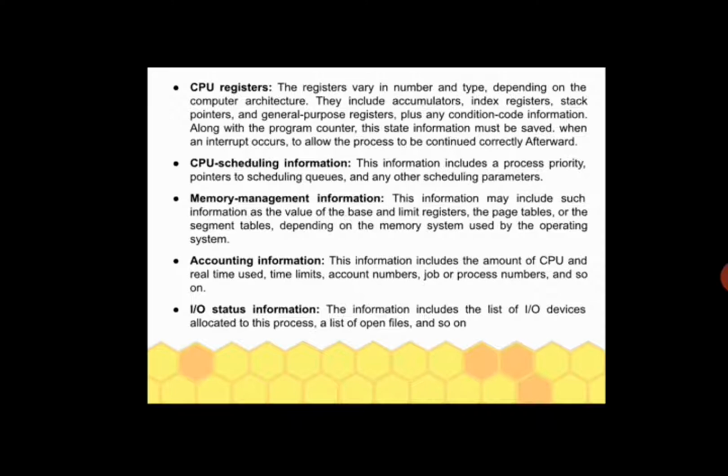Next thing is IO status information. The information includes the list of IO devices allocated to this particular process, a list of open files, and so on. That means sometimes your process may require input output. It may require accessing information from the keyboard, or the mouse, or pen drive access, or speaker access, isn't it? So based on that IO access, that status information has to be stored, whether your process has to wait for the hardware devices or they are available.